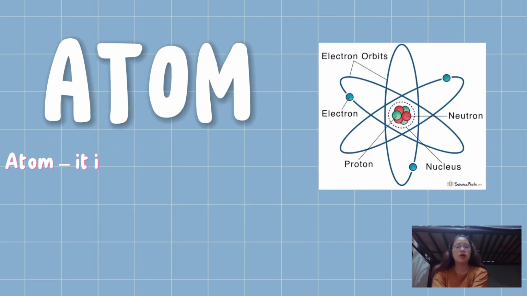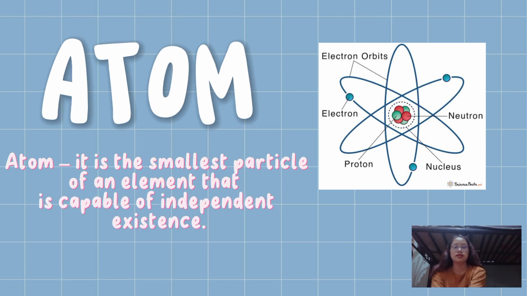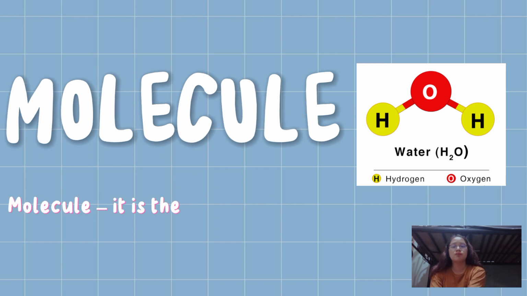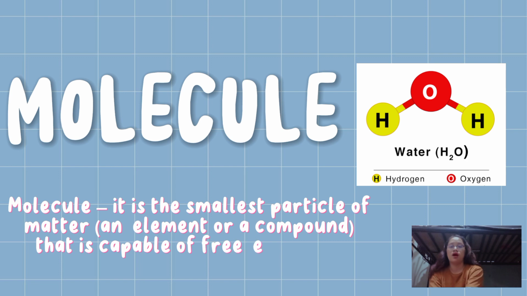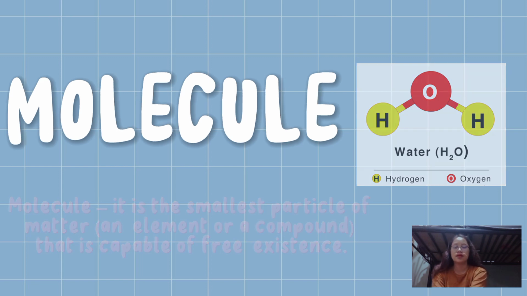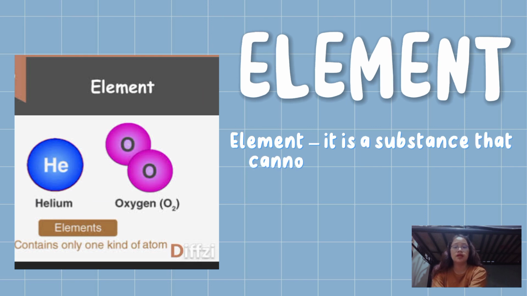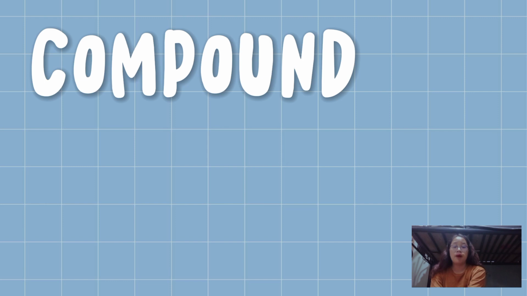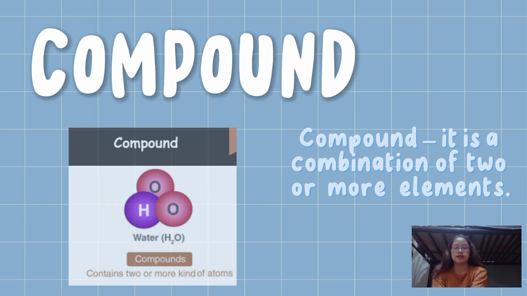Atom. It is the smallest particle of an element that is capable of independent existence. Molecule. It is the smallest particle of matter, an element or a compound, that is capable of free existence. Element. It is a substance that cannot be decomposed any further by chemical action. Compound. It is a combination of two or more elements.